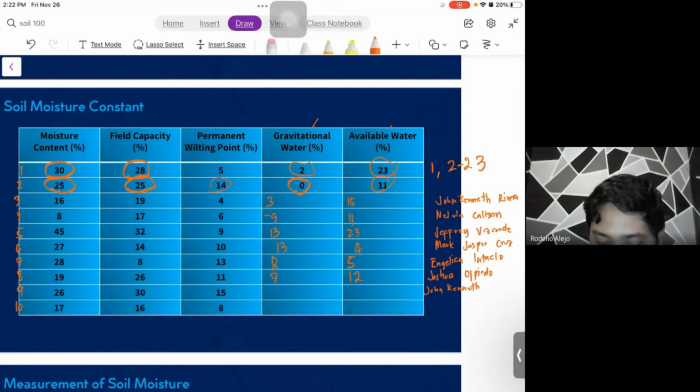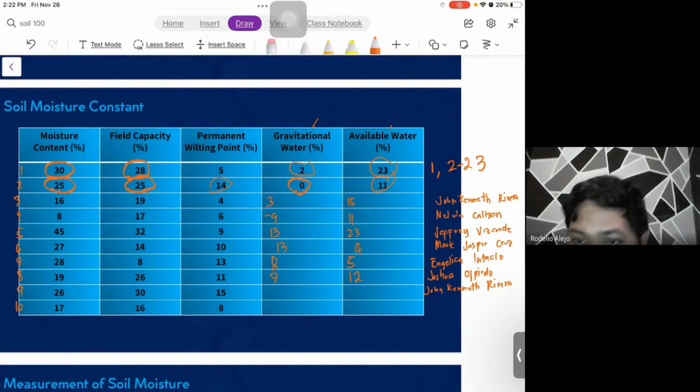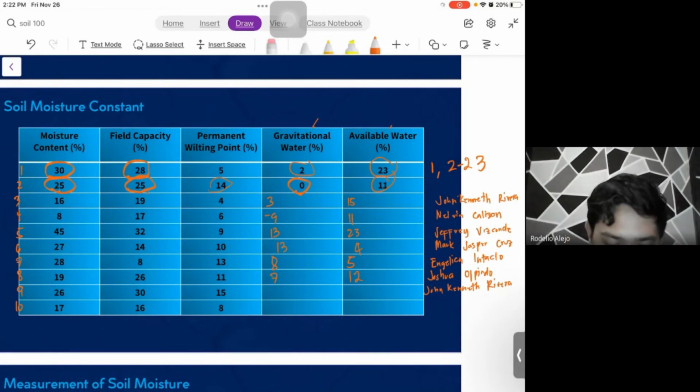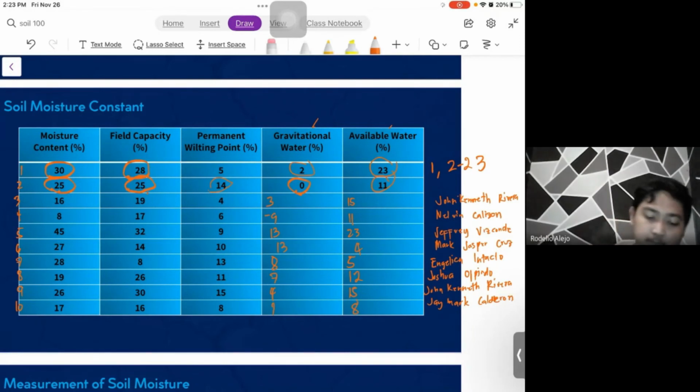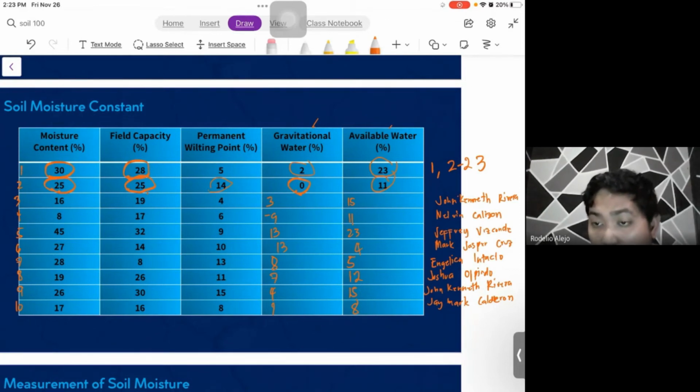Again, si John Kenneth Rivera, which is, tama ba? Si John Kenneth ba? Number 9. Four and 15. And then number 10 is J Mark Calderon. It's 1 and 8. Okay, let's check now the correct answer.